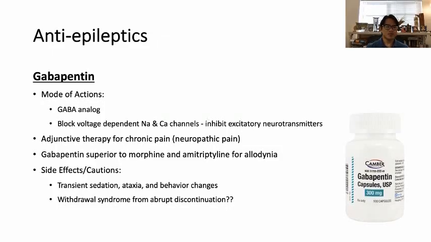In general, it's used as an adjunct therapy for chronic pain, especially for neuropathic pain. And that's why we commonly use gabapentin for nerve pain. Gabapentin has been found to be superior to morphine and amitriptyline for allodynia. The side effects of gabapentin include transient sedation, ataxia, and behavioral changes. Those are things that I would warn the owner about when giving gabapentin.